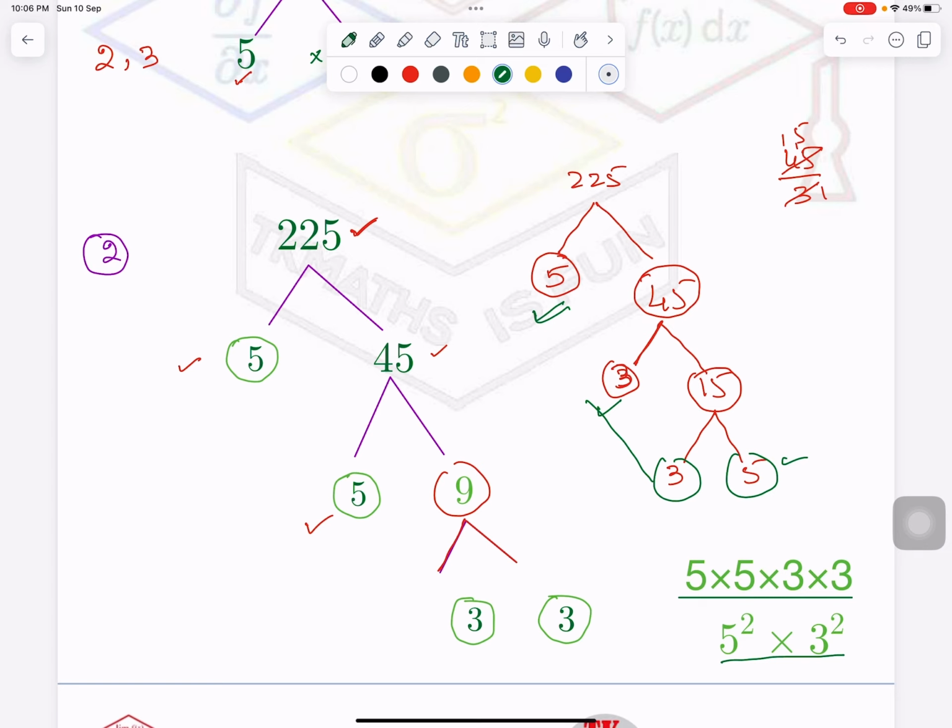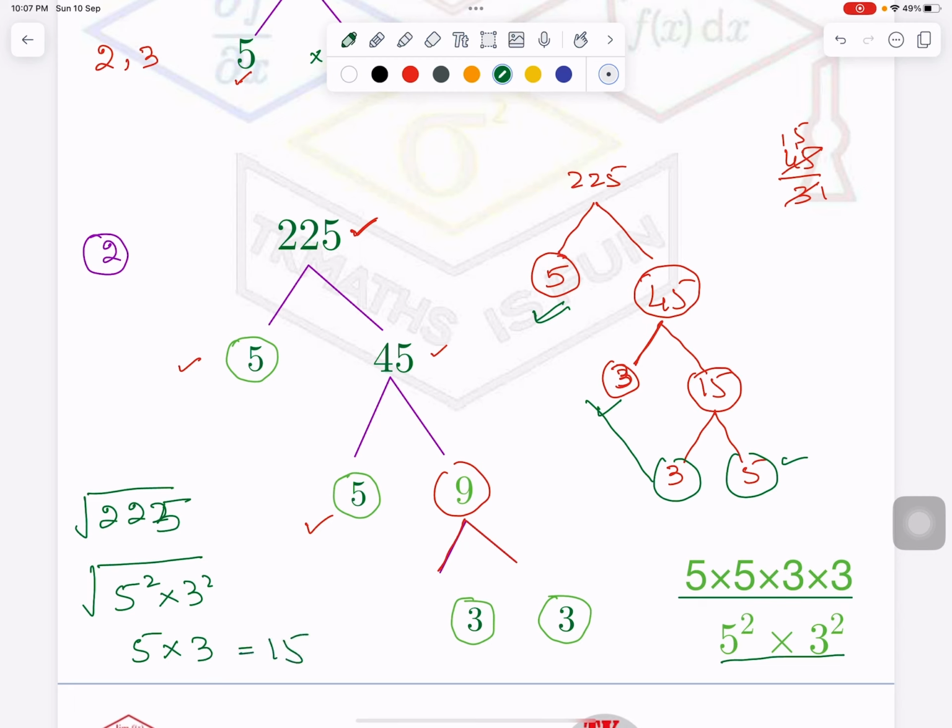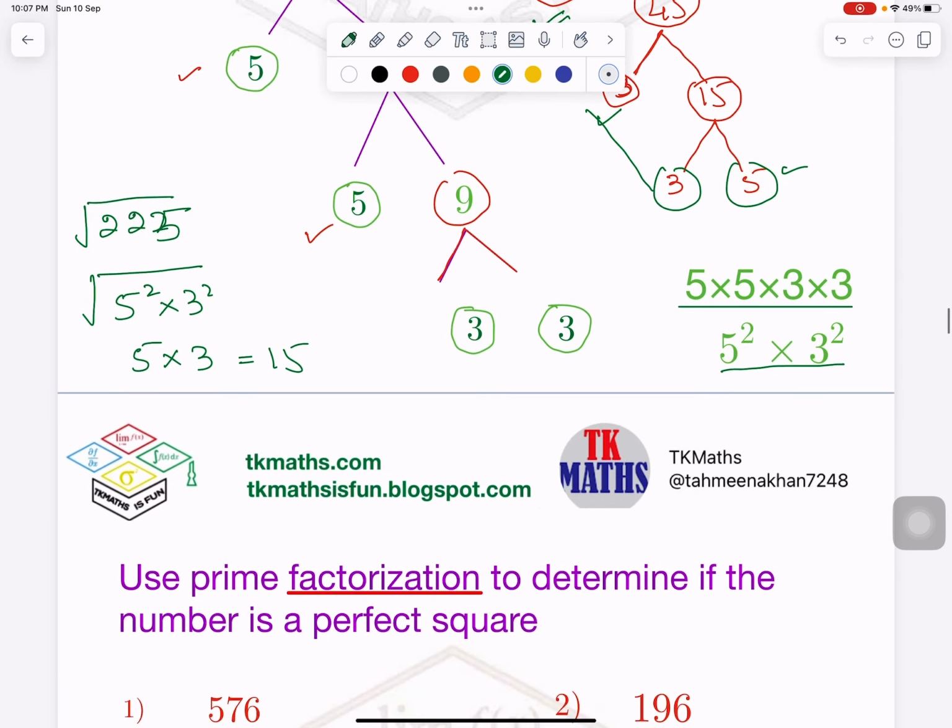So if you take the square root of 225, what will come inside here? It will be 5 squared into 3 squared. So your answer will be 15. It means 15 squared is 225. So this is one way to find it out.